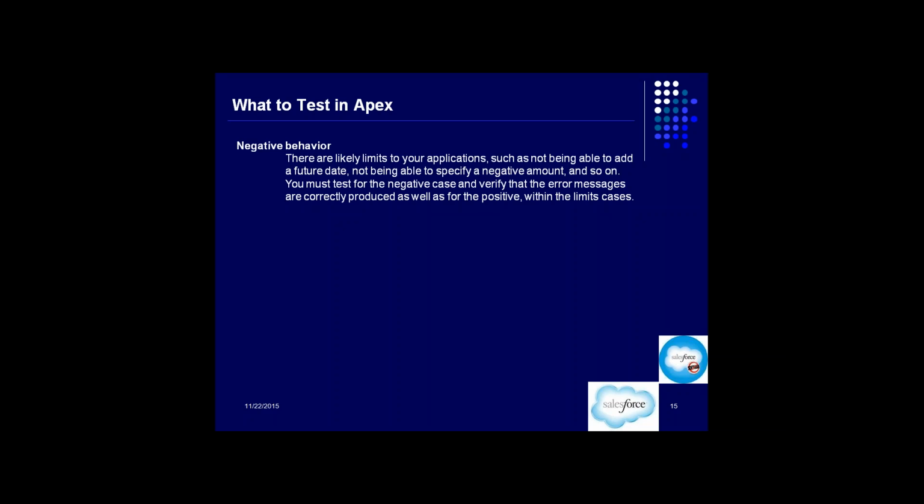Those are negative behaviors. So if the value which has been supplied for the record during the update or insert is wrong, is it throwing the correct exceptions or correct messages, or is it taking that and creating the record? That also needs to be tested, right? Positive behaviors are fine, negative behaviors also need to be tested. You must test for the negative case and verify that the error messages are correctly being produced. So if I do not supply a value for a certain required field, is it giving me the correct exception or error message? Is it catching those? That's something again which needs to be tested.